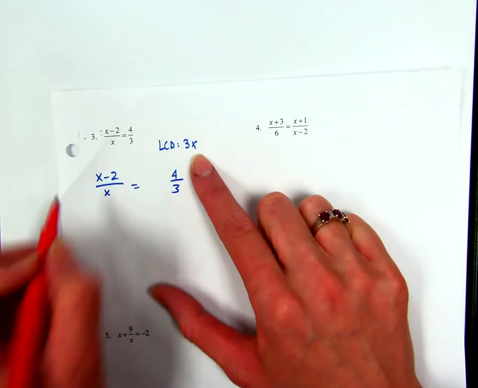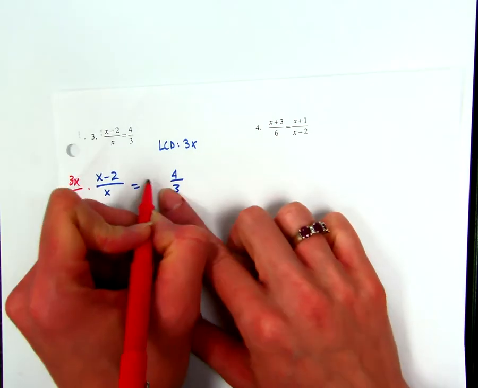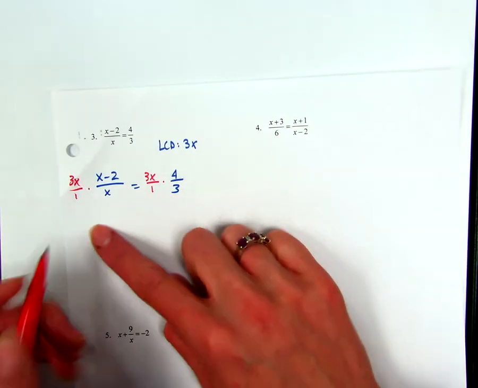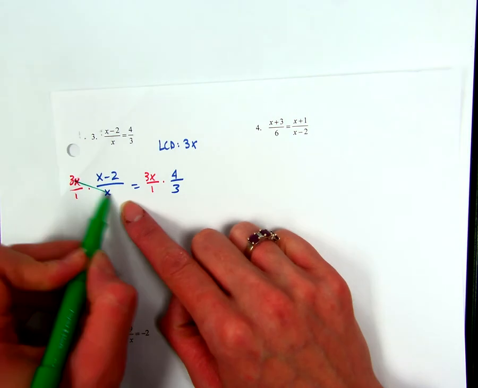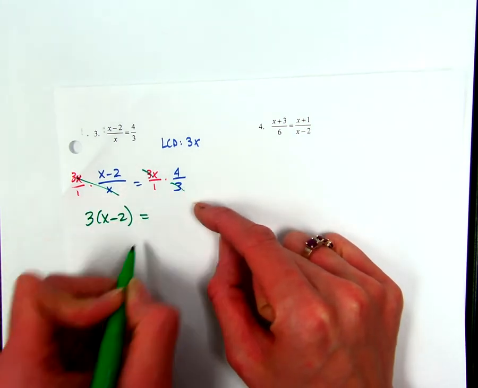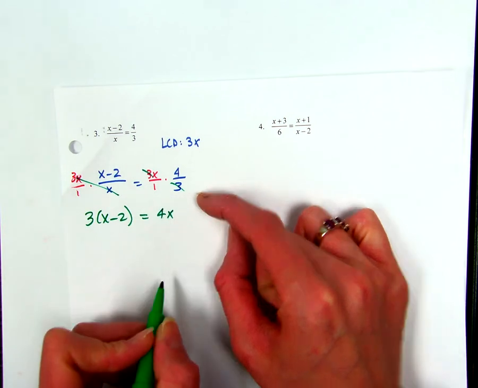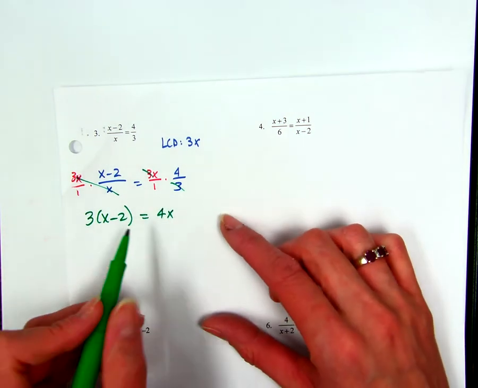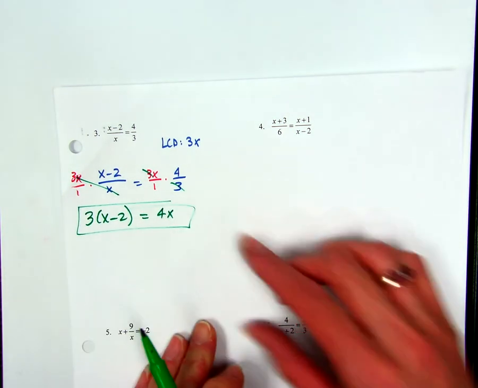Next to each one, I'm going to take my LCD. 3x over 1, 3x over 1. So I'm going to cancel out anything that's in common. So I'm left with 3 times the quantity x minus 2 equals 4x over 1, which is just 4x. So now I know I'm done because there's no more fractions.